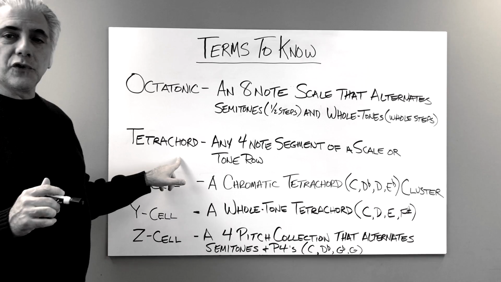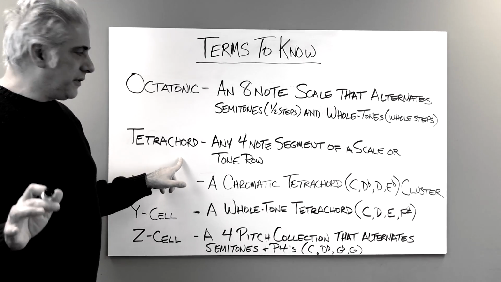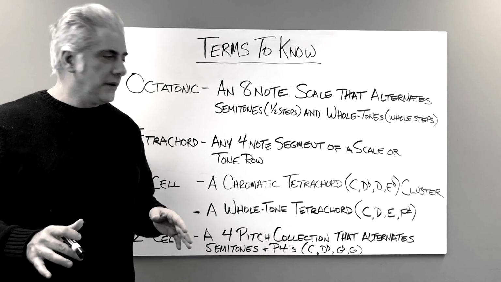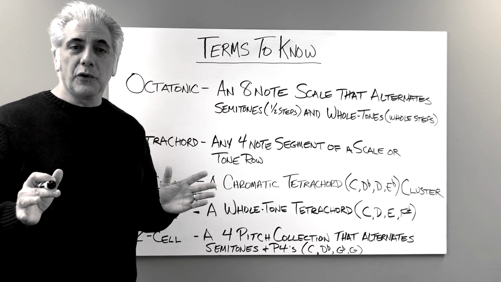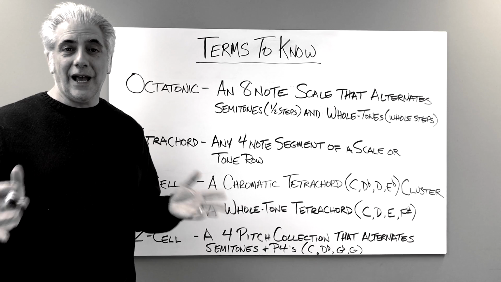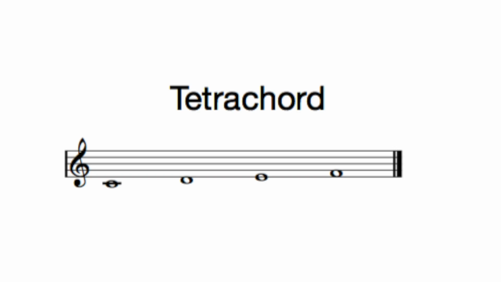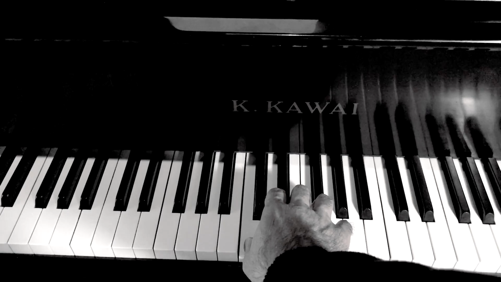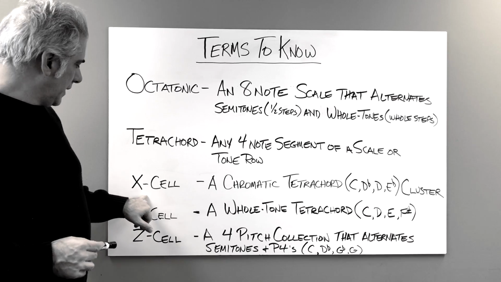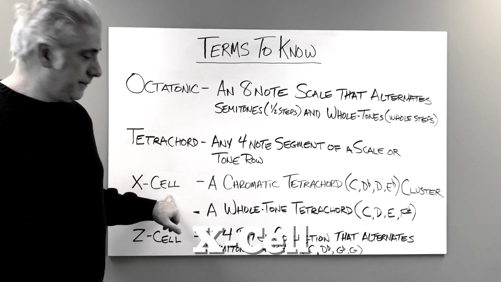The next term, tetrachord. You hear this very commonly in music theory. A tetrachord is any 4-note segment of a scale or tone row. A good example of a tetrachord would be the beginning of a C major scale. C, D, E, F would be a tetrachord. A tetrachord is the first 4 notes of a scale. In this case, C major. C, D, E, F.